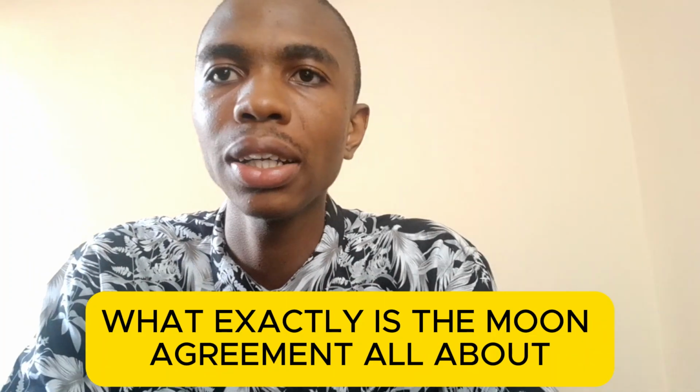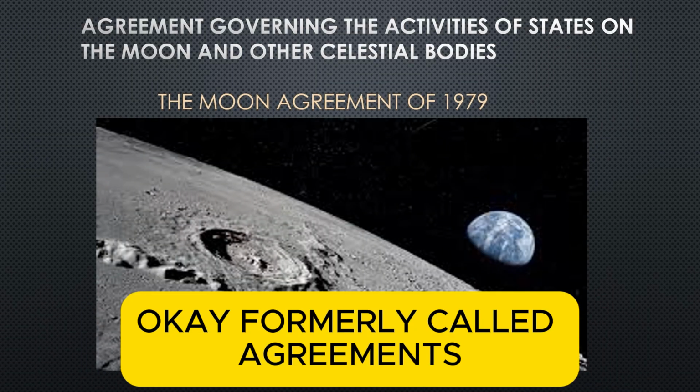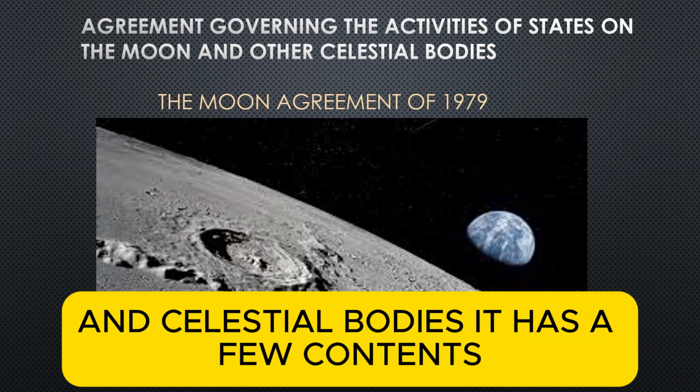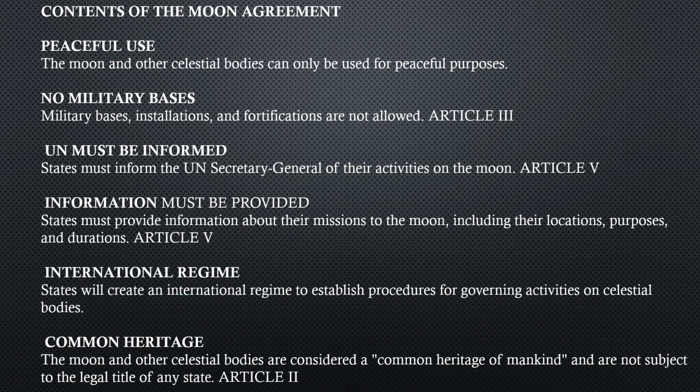Now, what exactly is the Moon Agreement all about? Formally called the Agreement Governing the Activities of States on the Moon and Other Celestial Bodies. It has a few contents which are going to be talked about briefly before we move forward. The following are the contents of the Moon Agreement.